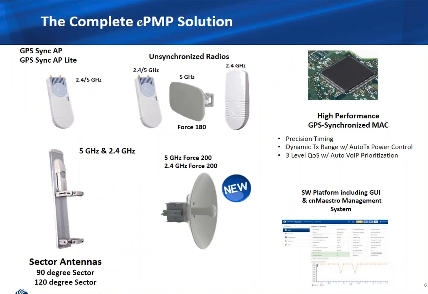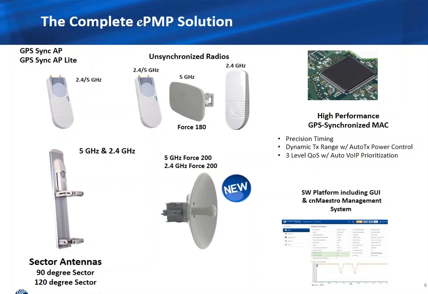So let's talk about the solution and what the different parts of it are. We have a set of radios and antennas that are available in both the 2.4 gigahertz and the 5 gigahertz spectrum. Any of those radios can be configured to be an access point, a subscriber module, or a point-to-point radio, but some of them are optimized for certain functions.